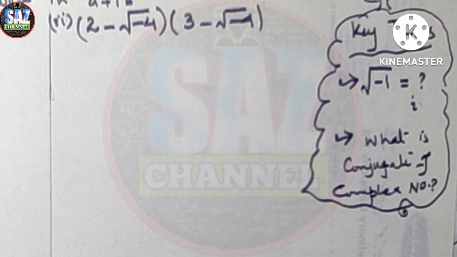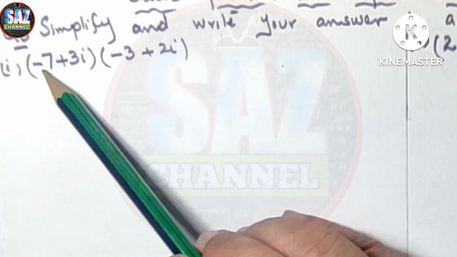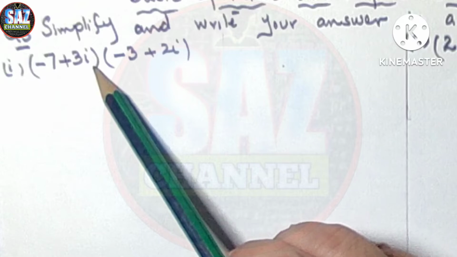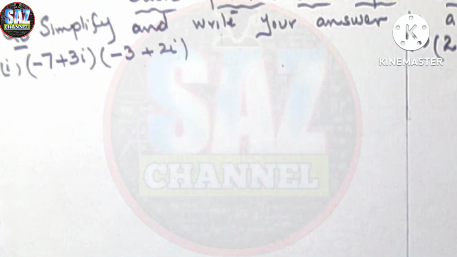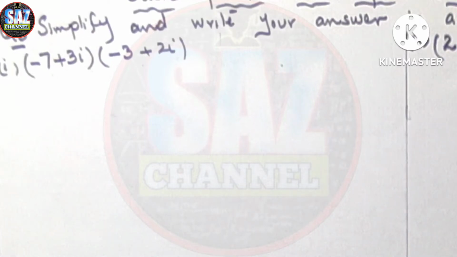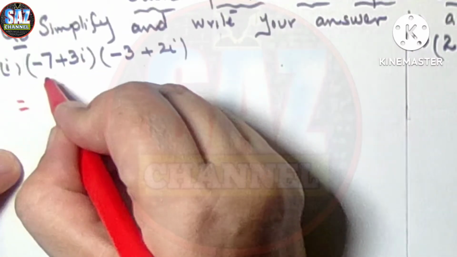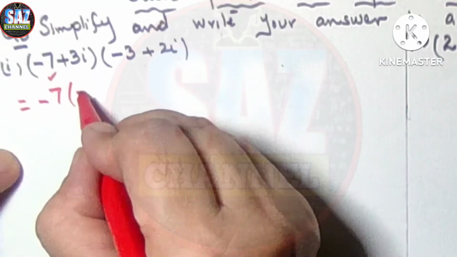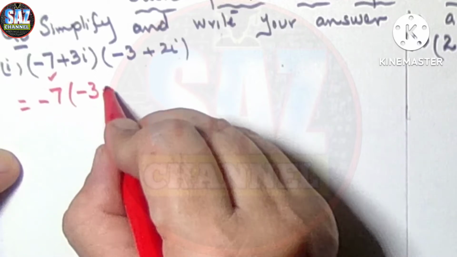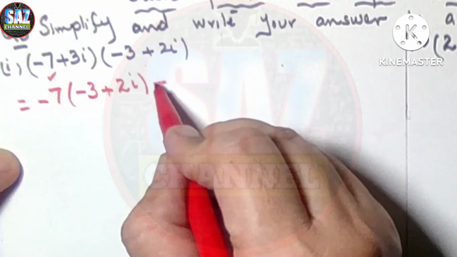In this question, the first part that is given to us is minus 7 plus 3 iota multiplied by minus 3 plus 2 iota. Very easy question. We simply have to apply the distributive property: take the first number of the first bracket and multiply it with the second complete bracket. This is not a new thing, we have learned these types of questions in class 8th as well.